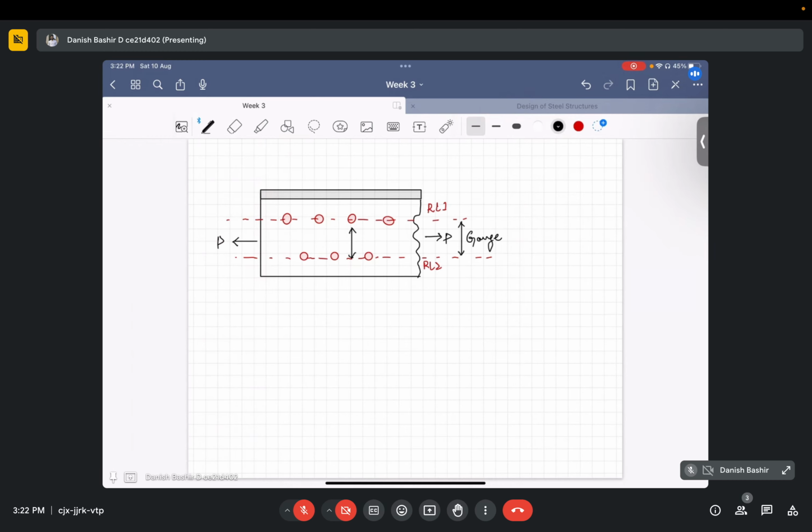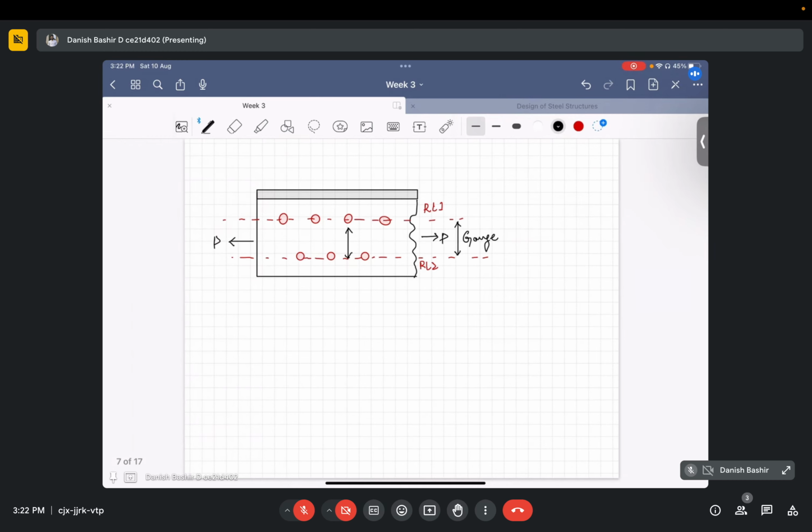This is a side view, and if we see one more view of this angle section from this side, this is the top view. So this rivet line will come to this point. This rivet line will be shown like this, and this rivet line will be shown like this from the top side view. So we can call this gauge.